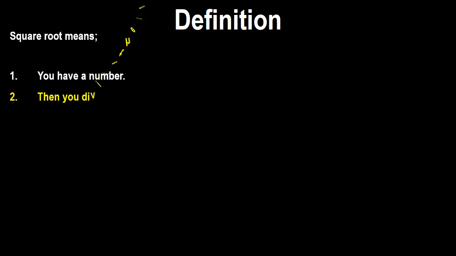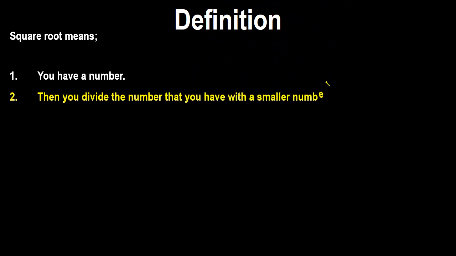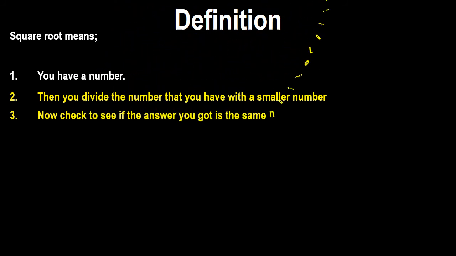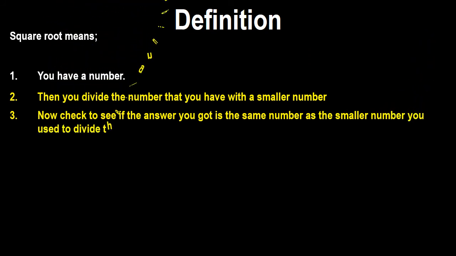Alright, now let's go through the definition for square root. So square root, as we saw, means you have a number, then you divide the number that you have with a smaller number. Then you check to see if the answer you got is the same number as the smaller number you used to divide the bigger number by.